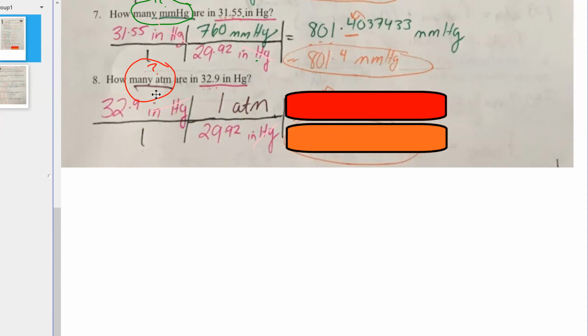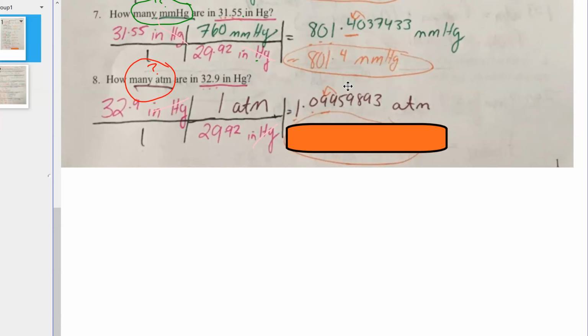Take a quick second to guesstimate this. 32 is pretty close to 30. 29 is pretty close to 30. 30 divided by 30 is 1. This answer should be pretty close to 1. The numerator is bigger, so it should be a little bit more than 1. Let's see if our mental math was correct. Please use your calculator. Check this number.